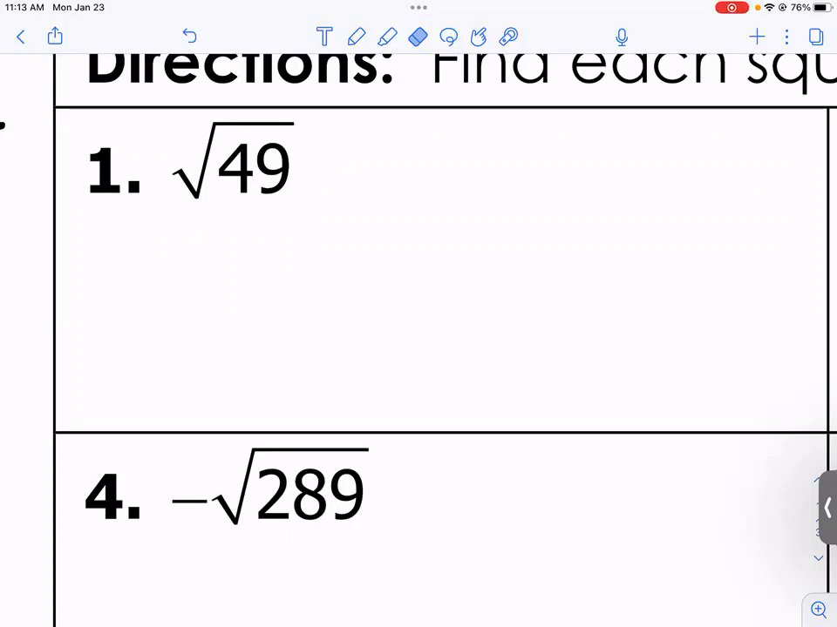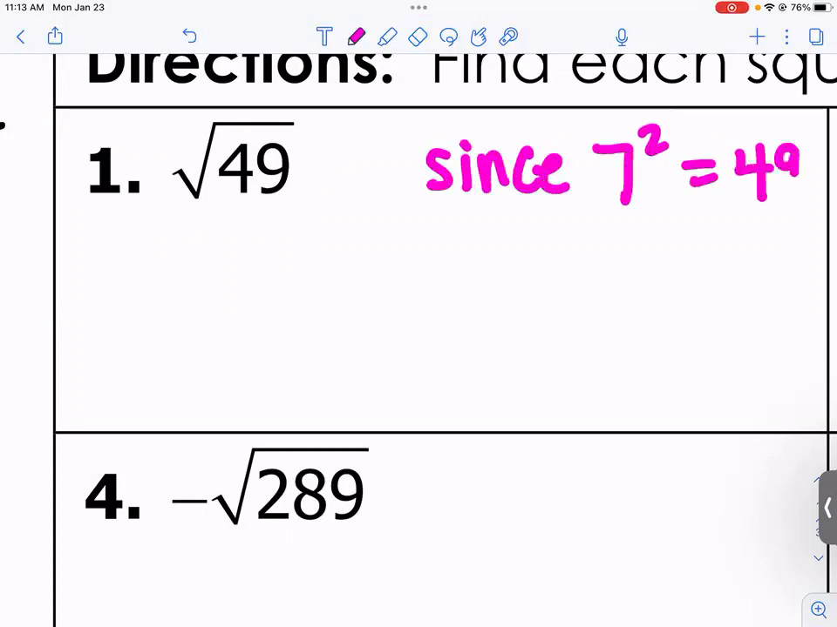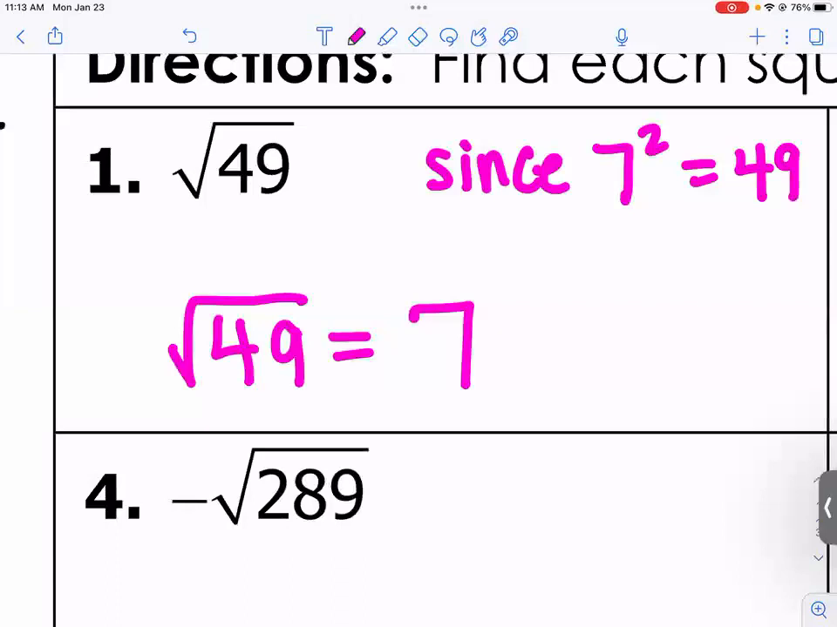Ryan, do we have a number that when we square it gives us 49? What number is that? Okay, so since 7 squared is 49, the square root of 49 is 7. If you just write 7, that's fine.